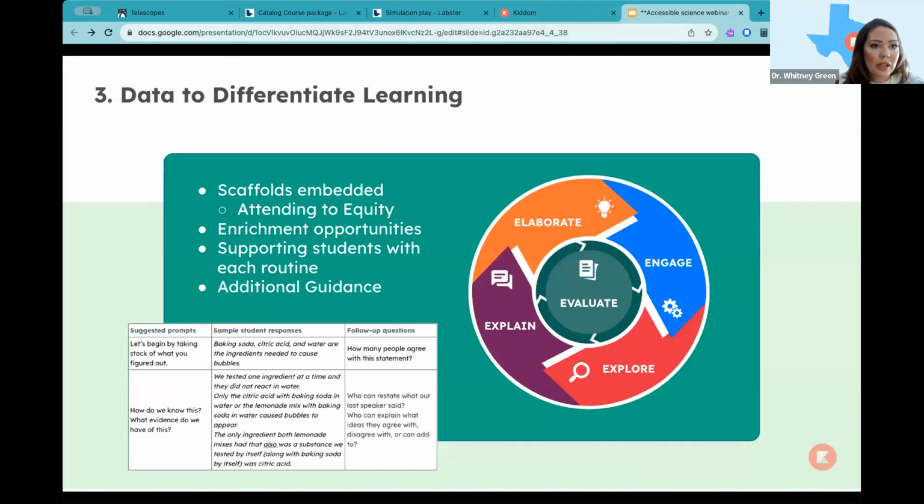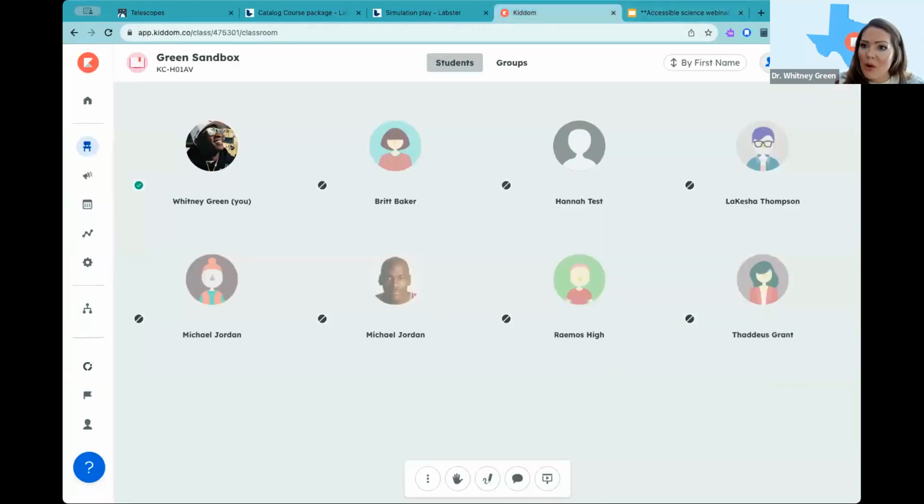All right, before we jump into our last piece of how to be accessible or have accessible science, I'm going to jump right into Kiddom. Because I know everybody's like, all right, let's just see what is Kiddom. All right, so in here, this is my classroom.